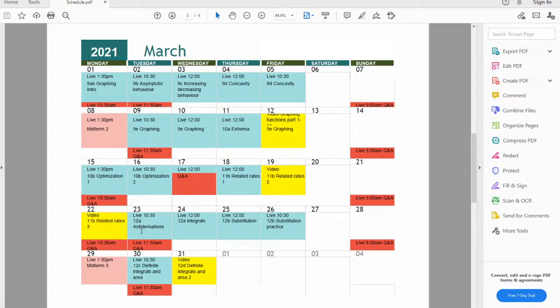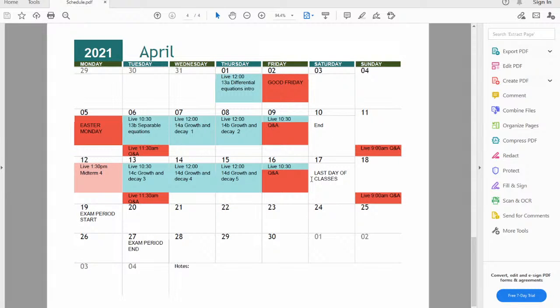Topic 12, antiderivatives, is the start of the last part, part 4. So midterm 3 goes all the way up to and including related rates. I have to update the schedule. I'm going to do it right now. No Q&A sessions on the weekend, unfortunately. But we have many Q&A sessions coming up.